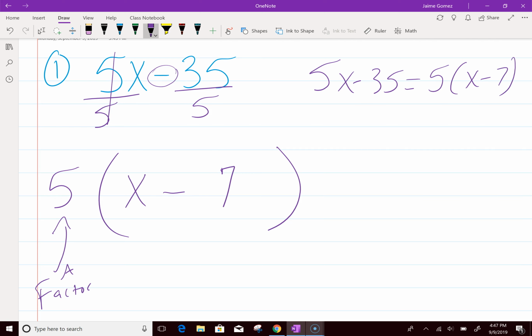And can you check your work? Yeah, all the time. 5 times x, that's 5x. 5 times 7, that's negative 35. It's like you're doing distribution backwards.